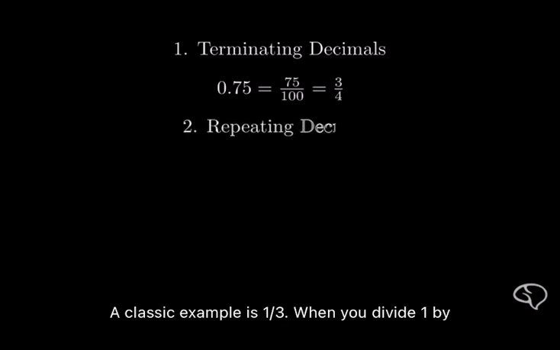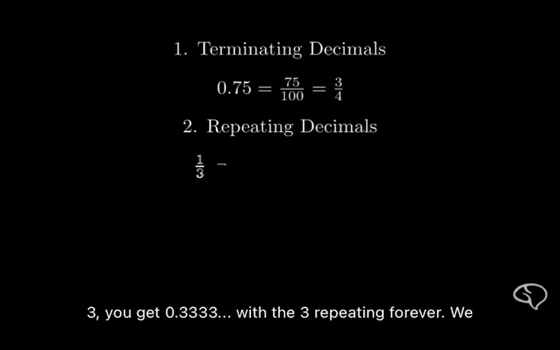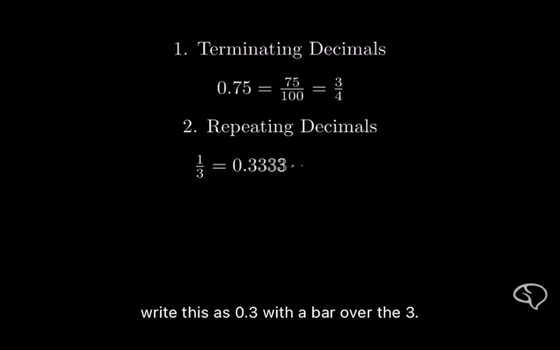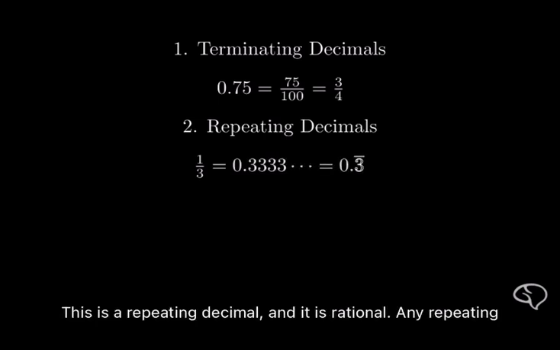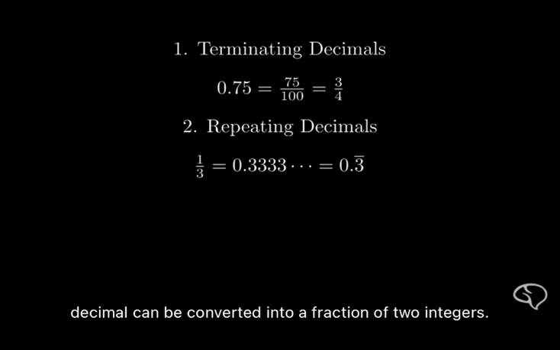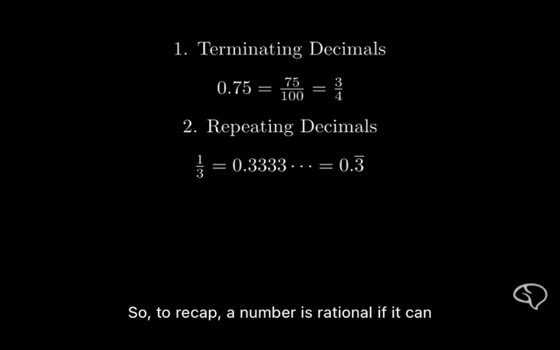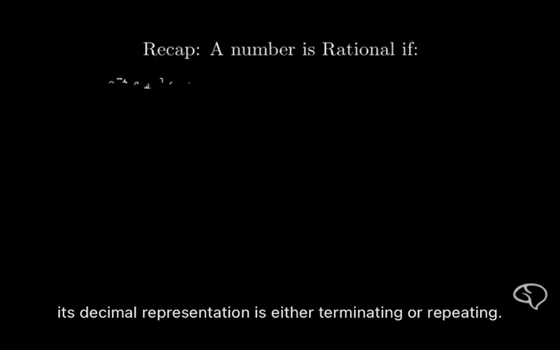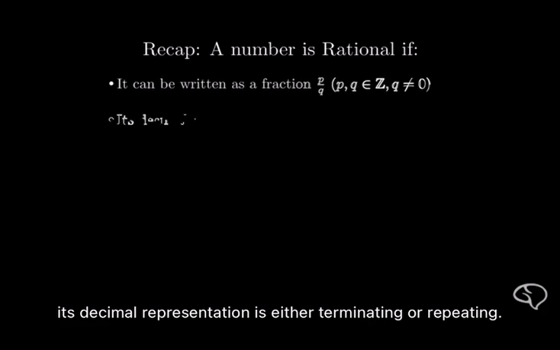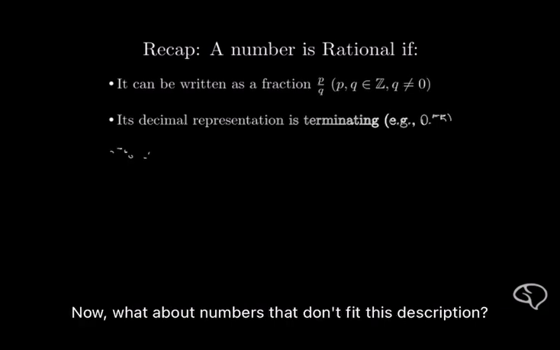Second, we have repeating decimals. These are decimals that have a pattern of digits that repeats forever. A classic example is 1/3. When you divide 1 by 3, you get 0.3333 with the 3 repeating forever. We write this as 0.3 with a bar over the 3. This is a repeating decimal, and it is rational. Any repeating decimal can be converted into a fraction of two integers. So to recap, a number is rational if it can be written as a fraction of two integers, or if its decimal representation is either terminating or repeating.